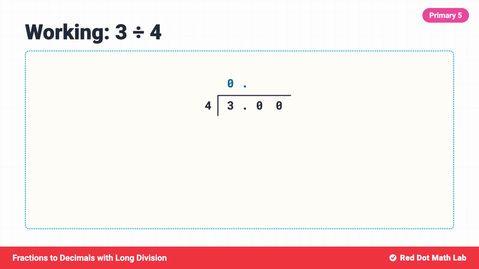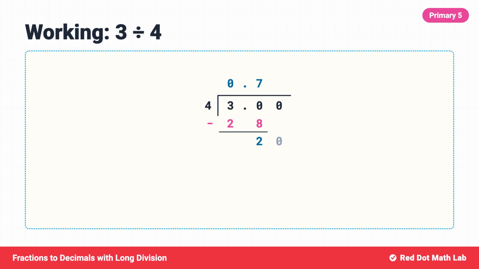All right, let's set up the long division. We put the numerator 3 inside and the denominator 4 outside. Now 4 cannot go into 3, so we write 0, then a decimal point. We add a 0 to make 30. 4 goes into 30 7 times. 7 times 4 is 28. 30 minus 28 leaves a remainder of 2.